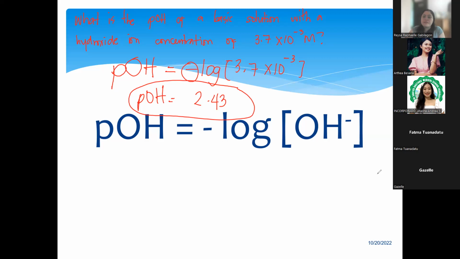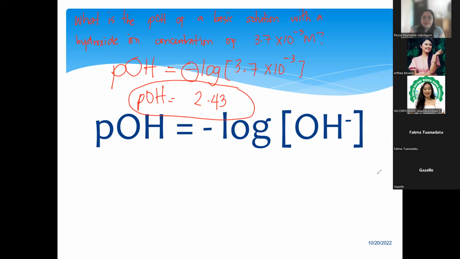pOH means the power of hydroxide. pH is the power of hydrogen. Most likely pOH is for basic solutions, because it's the power of the hydroxide.